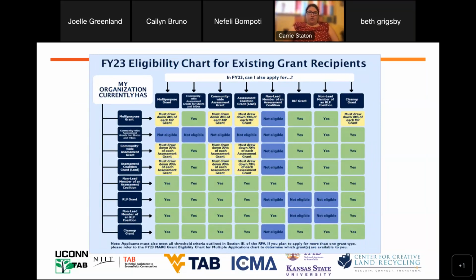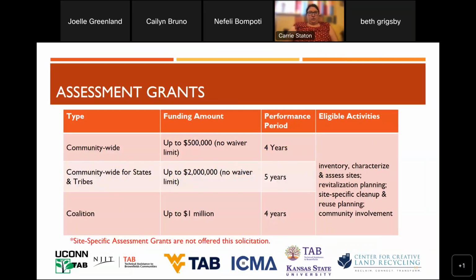So we won't walk through all of that, but it's a very useful cheat sheet. So the first grant, I'm not going to go in the MARC order because MARC makes a really great acronym, but I prefer to talk about them in the increasing capacity required to apply. So first off, assessment grants.